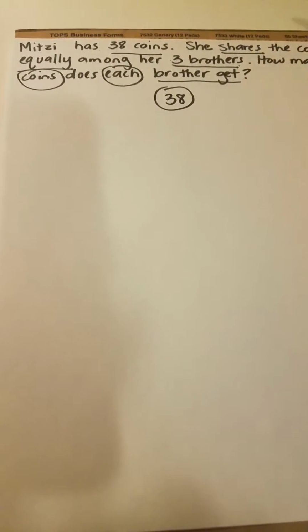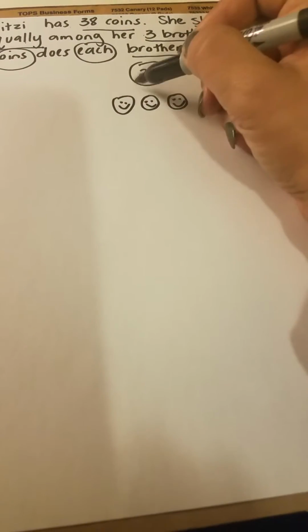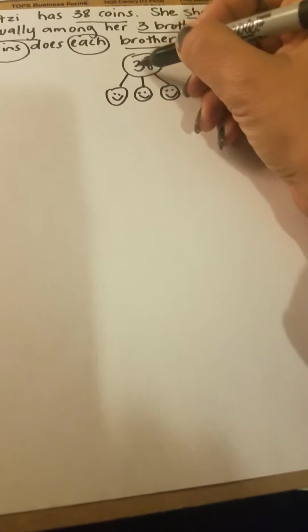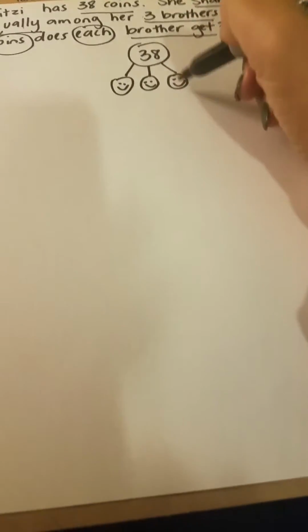So think of this as your total. Again, I'm going to go ahead and represent those 3 brothers by just making some happy faces. So there's brother 1, brother 2, brother 3. And I know I'm going to be giving coins to them. So like 1 coin for you, 1 coin for you, 1 coin for you.